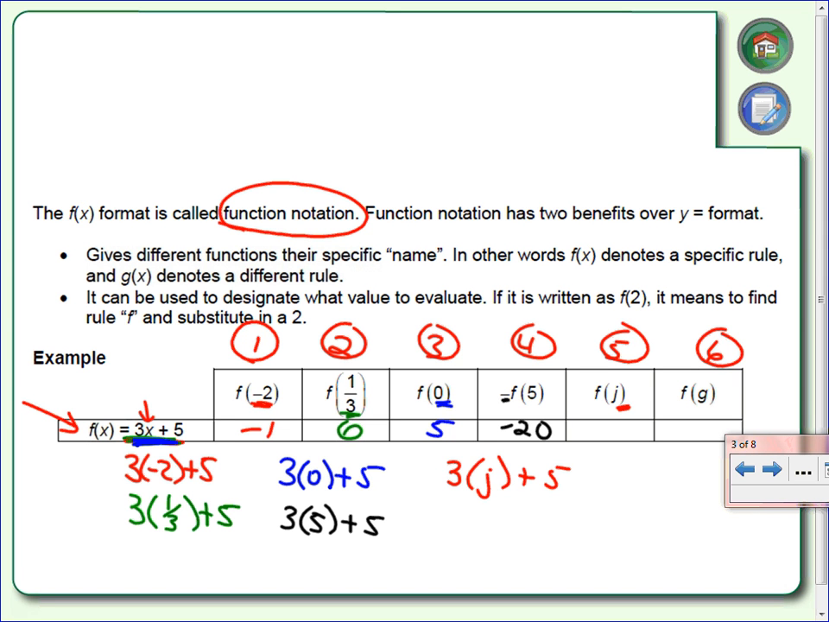But you can't put j in your calculator. That's right, you can't put j in your calculator. So don't. Do not put the j in the calculator. But you should know what you get when you multiply a 3 times a j. Does anybody know what you get when you multiply 3 times a j?